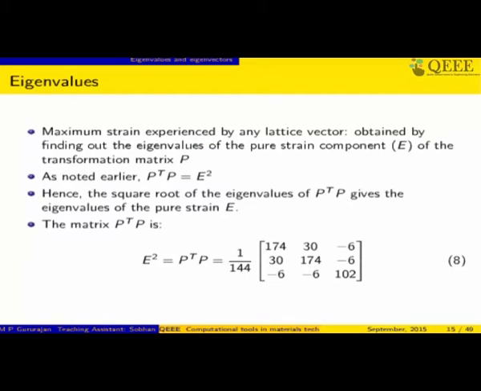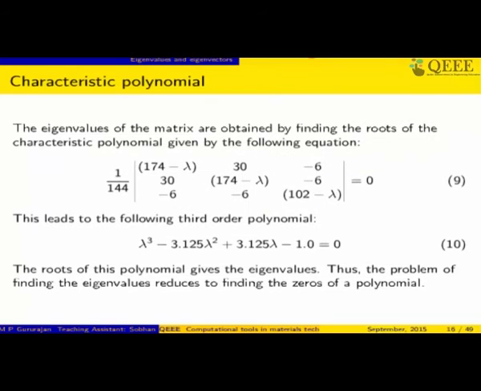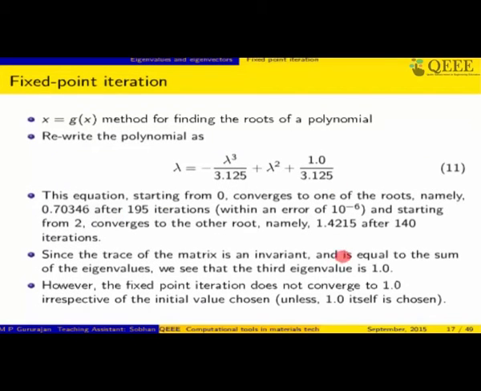So 3.125. Okay. Yes, 150, it's of the order of 150. So 450 by 144 is of the order of 3. So 3.125 is the trace, and you know 2 of them already, 1.4 and 0.7. So that gives you 2.125, right?